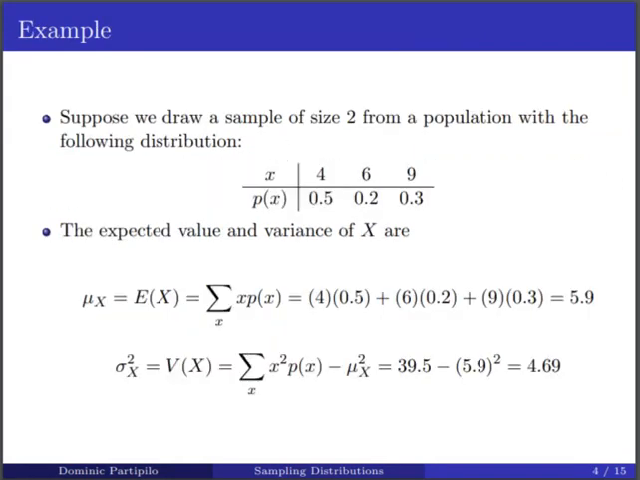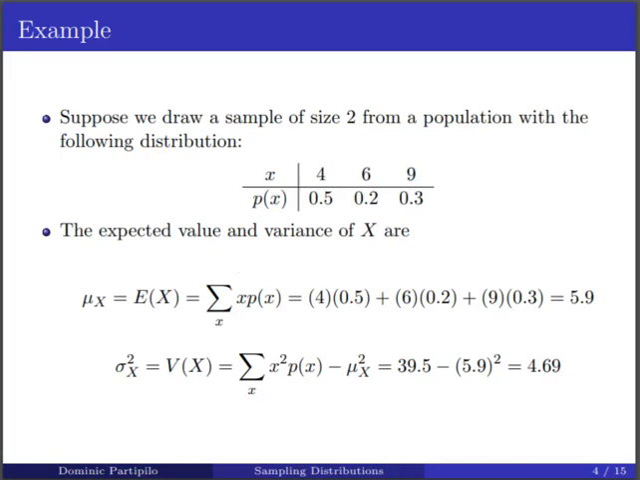So suppose we draw a sample of size 2 from a population with the following distribution, and here is a PMF. There's a 0.5 probability that x will be equal to 4, a 0.2 probability that x will be equal to 6, and a 0.3 probability that x will be equal to 9.